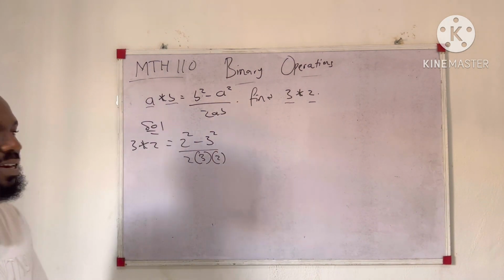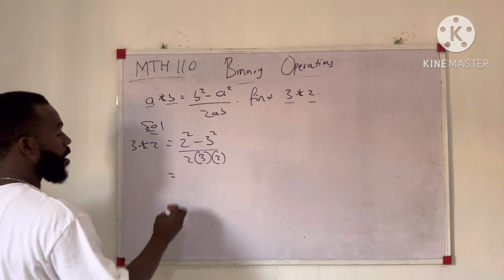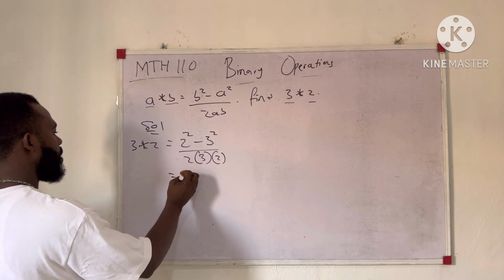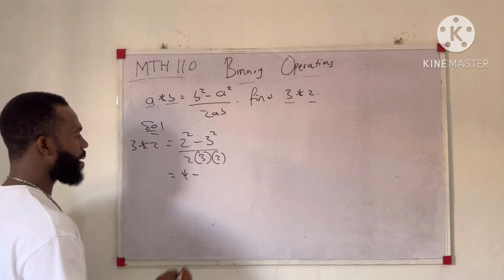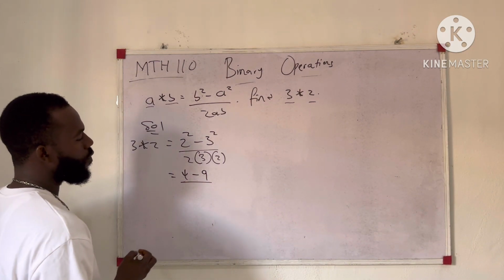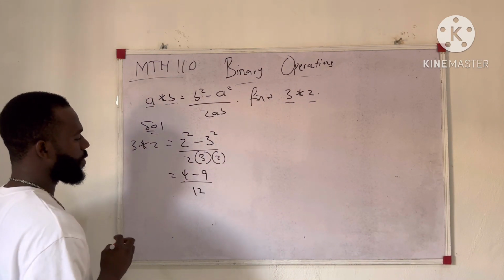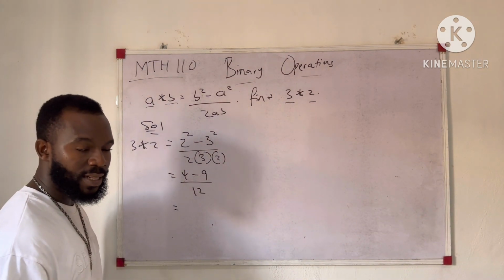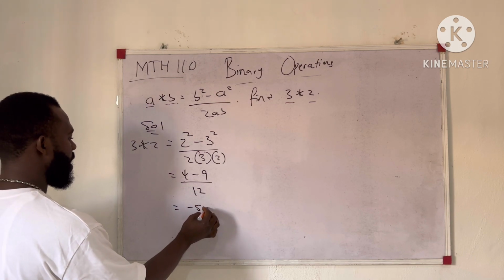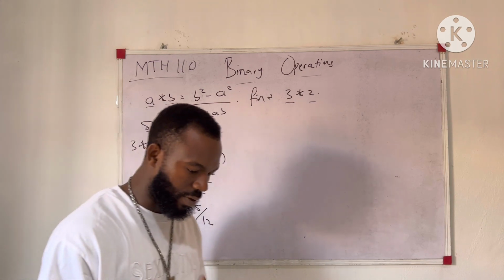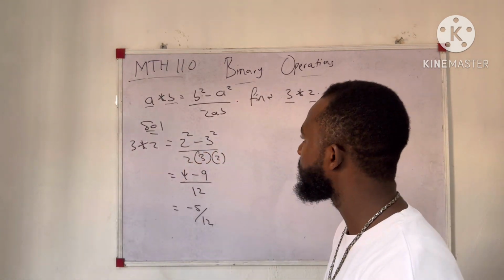It's as simple as that. So now, according to the laws of indices, 2 raised to the power 2 means 2 times 2, which is 4, minus 3 raised to the power 2 means 3 times 3, which is 9, over 2 times 3 gives us 6, and 6 times 2 gives us 12. So class, 4 minus 9 gives us minus 5 over 12. So that gives us the answer to that question, minus 5 over 12.